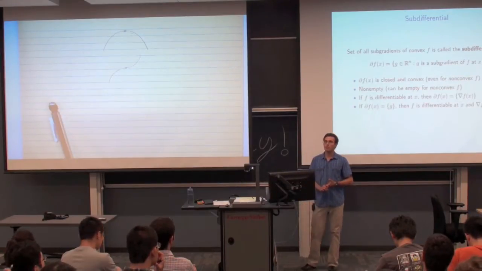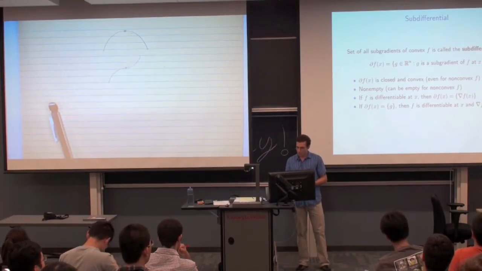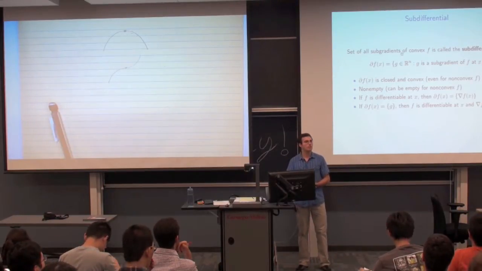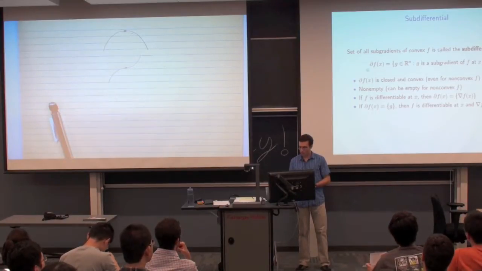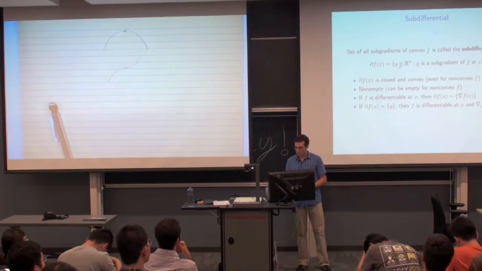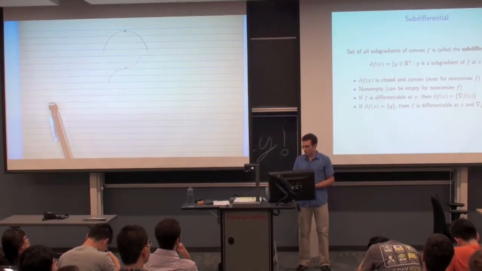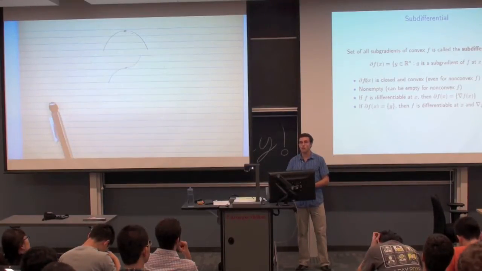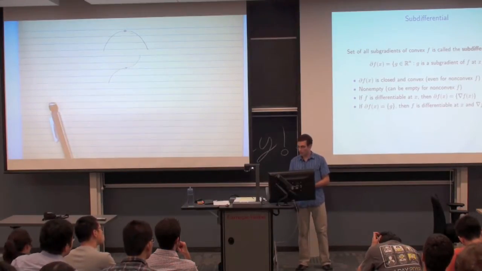So what's a subdifferential? A little bit more nomenclature. The subdifferential is the set of all subgradients. That's denoted by the partial of f. It kind of looks like a derivative, but it's a set. And it gives us all g such that g is a subgradient of f at x. So one thing is that it's a closed and convex set. That's true even for non-convex f.